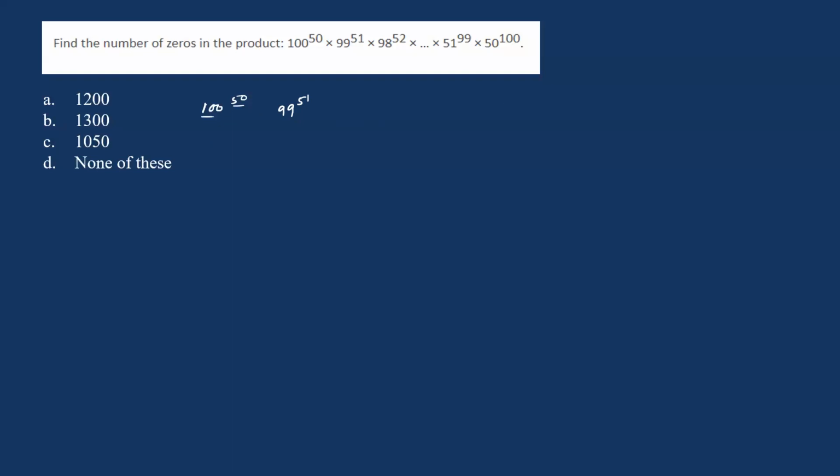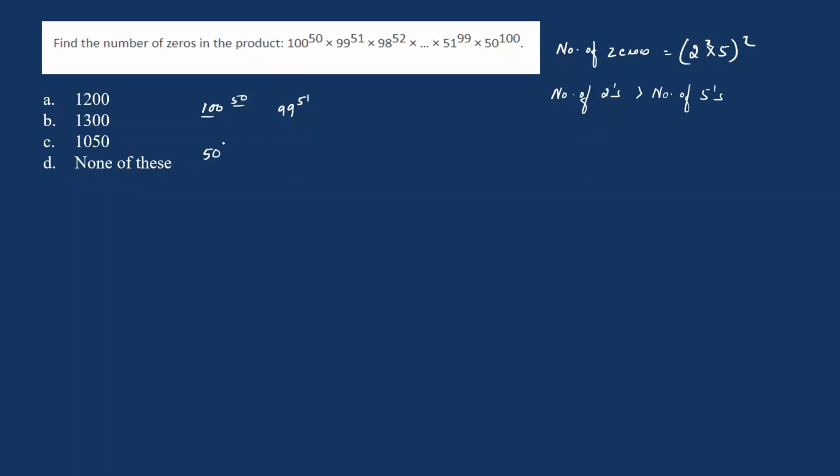Now, number of zeros is a product of, we have discussed this model, your number of zeros will be a product of 2 to the power x, or 2 into 5 whole to the power x. Now we know the number of 2's will always be greater than the number of 5's. So to calculate the number of zeros, all we have to check is the number of 5's. So where will the number of 5's come?